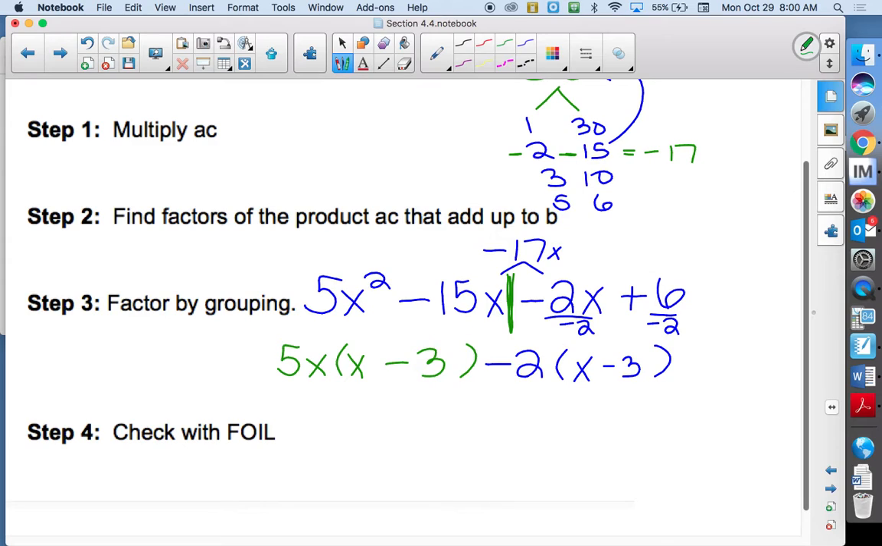Alright, so if you look at this, it's still a messy looking expression. It's not yet factored. What do you notice by looking at what we have up here?